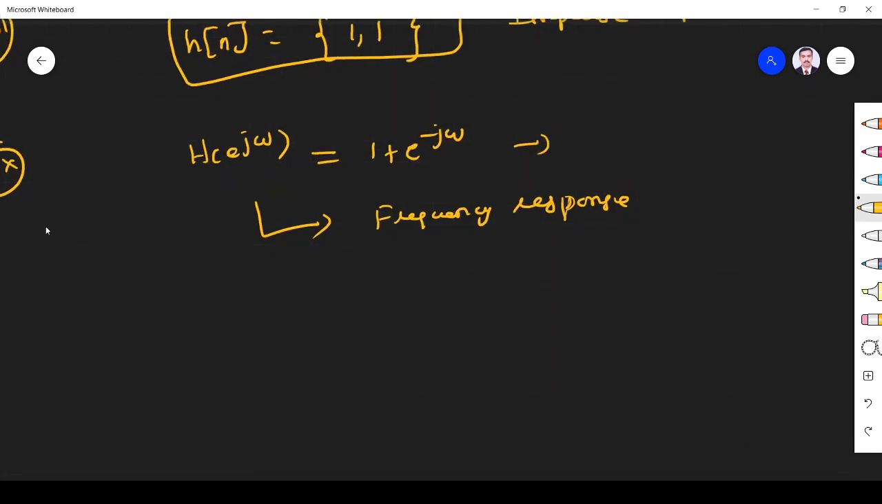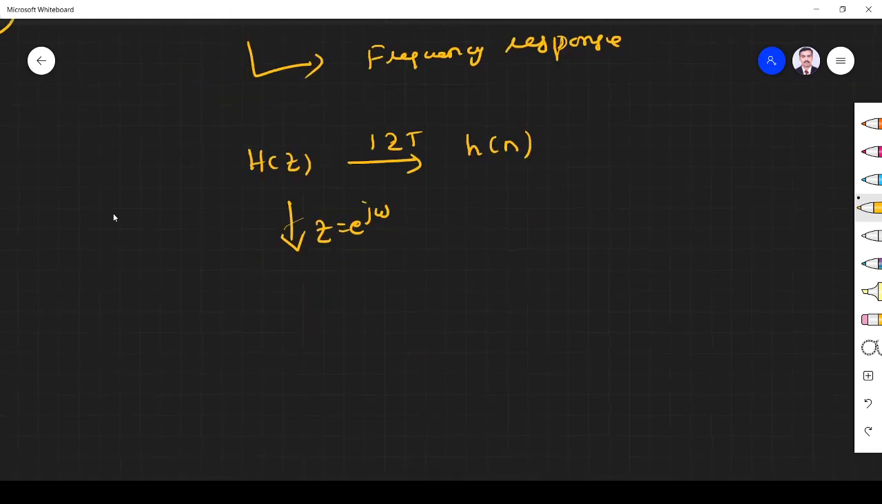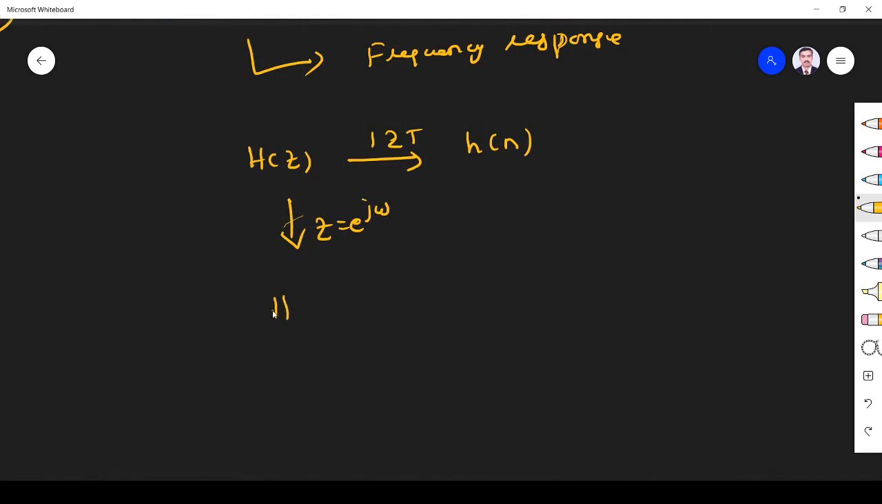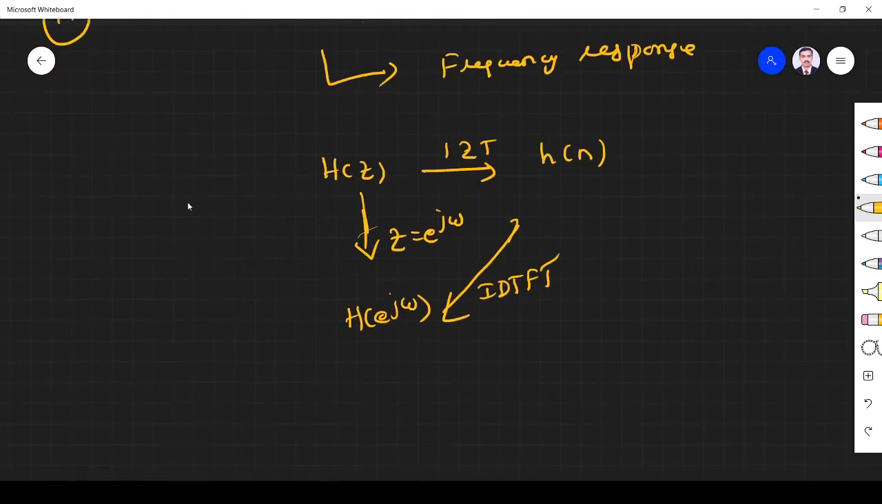You see, we are having H of z. From that you take the inverse Z transform, and what you get is h of n. Apply z is equal to e power j omega, and what you get is H of e power j omega, the frequency response. Right, if you apply the inverse DTFT, what you get is again h of n. So it is a triangle. You can go from anywhere to anywhere, right? So you can do anything. So this is the 9th concept.